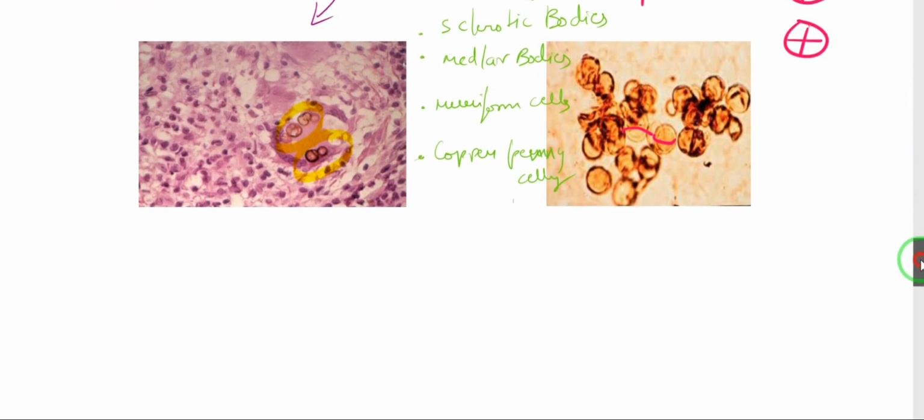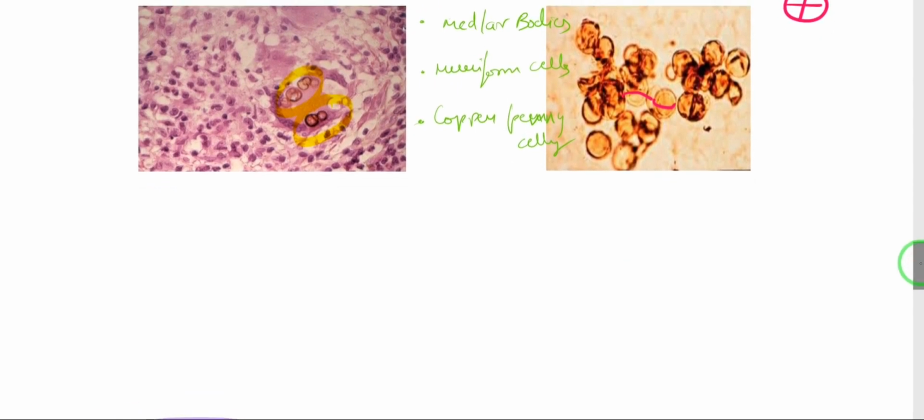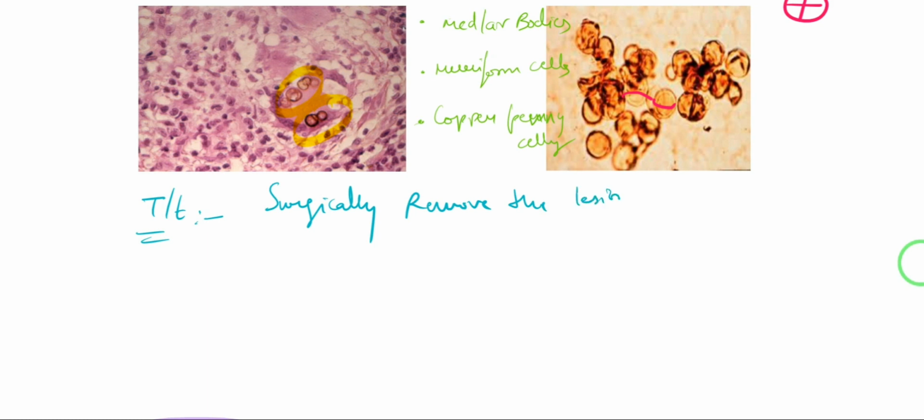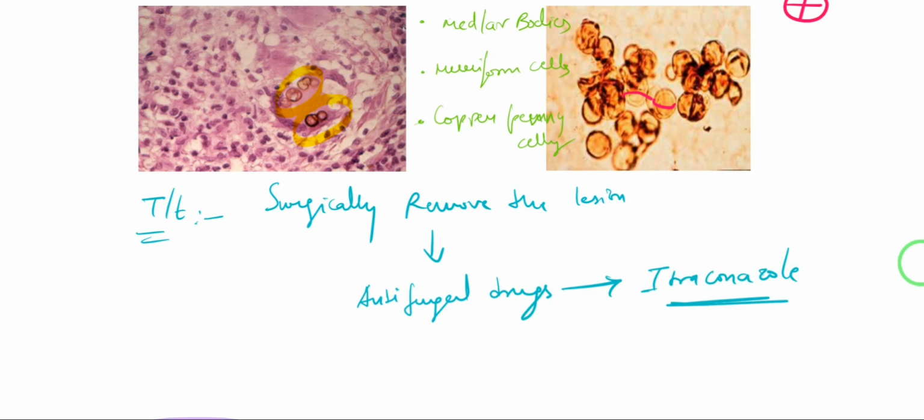Now, how are you going to treat this patient? In case of chromoblastomycosis, we are going to surgically remove the lesion, and this is followed by an antifungal such as itraconazole. You give antifungal drugs such as itraconazole. So that was about chromoblastomycosis.